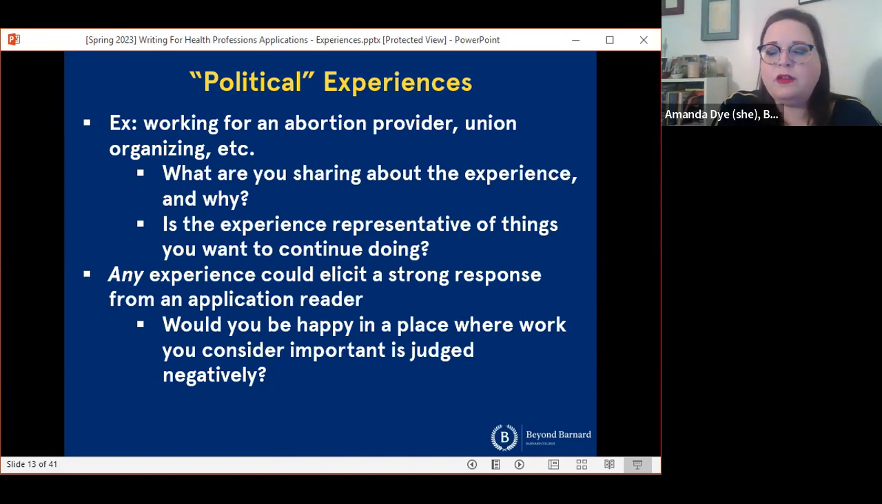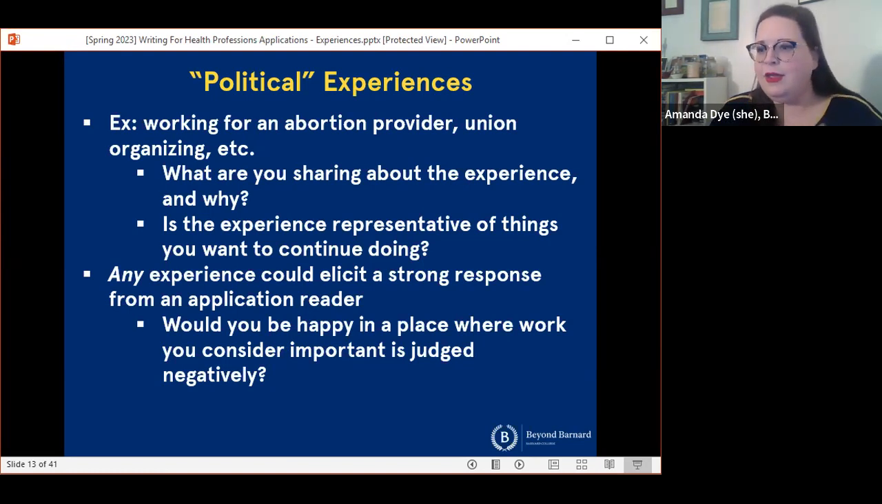It's really important to think about whether that particular experience is representative of things that you want to continue doing. So if part of your goal in your career is to be an abortion provider, I think that it's fair to share that in your application. And the reason that I think that is because any experience that you have could elicit a strong response from an application reader. It's very unpredictable.